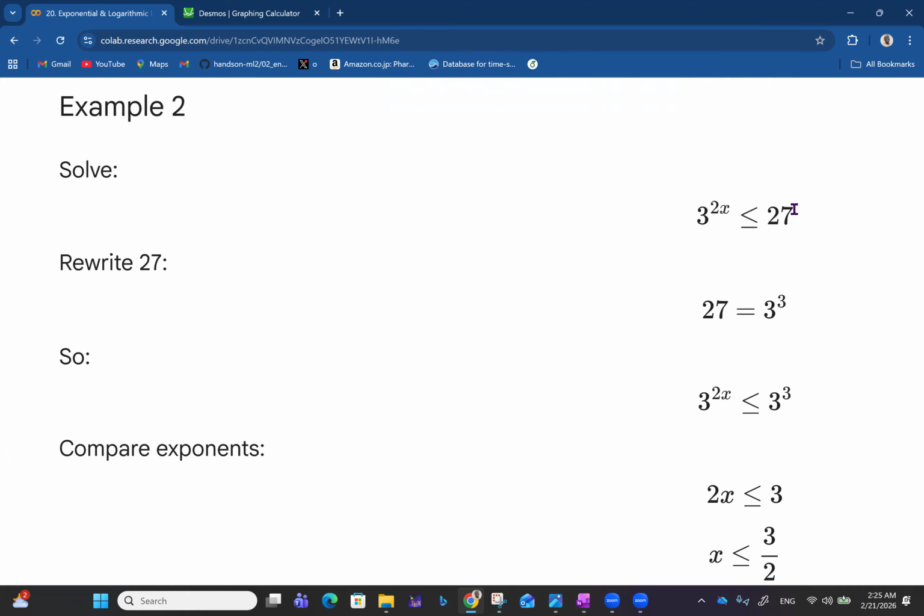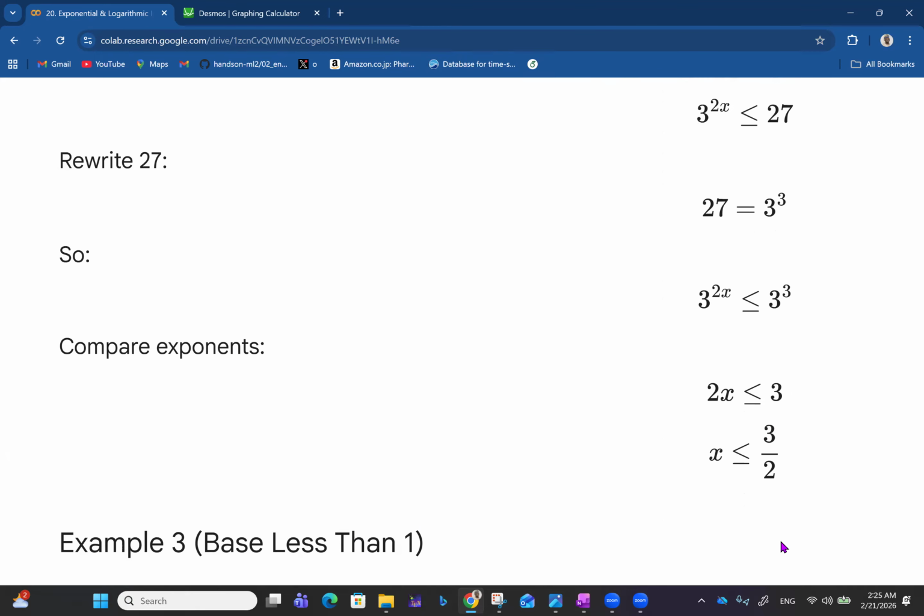So look at example 2 now. You have 3 raised to 2x less than or equal to 27. So 27 is 3 raised to 3. So we have 3 raised to 2x less than or equal to 3 raised to 3. Then you can keep the direction. So 2x is less than or equal to 3 because 3 is greater than 1. So we don't have to reverse the sign when we compare exponents. So 2x is less than or equal to 3. That means x is less than or equal to 3 over 2.